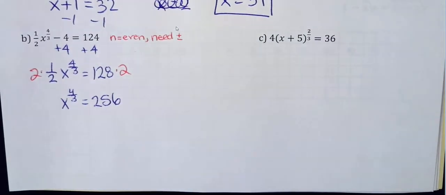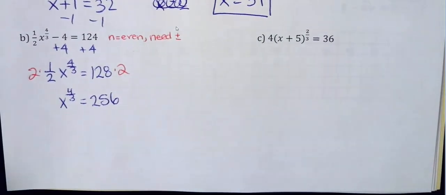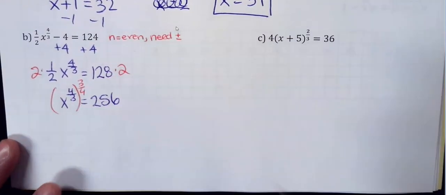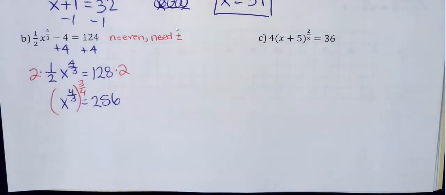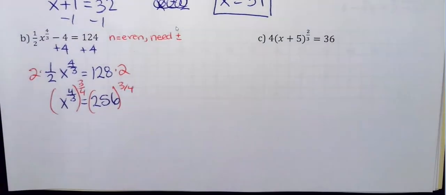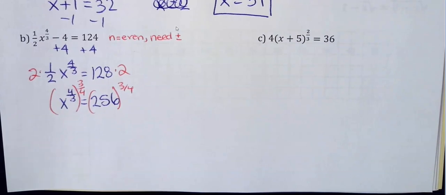Okay, once you've got that exponent isolated, you're going to get rid of it. Just use the reciprocal. Power to a power. You're going to multiply 4/3 times 3/4. It becomes 12/12, which is 1, and it cancels it out. Whatever I do to that side, though, I got to do to the other side. So I'm going to take both sides here to the 3/4. On the left, you're just going to get x.